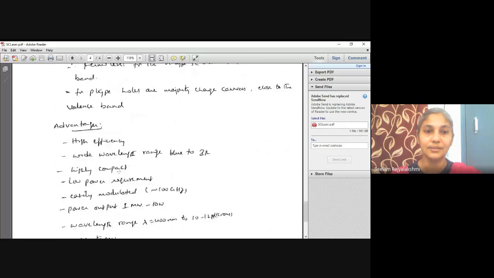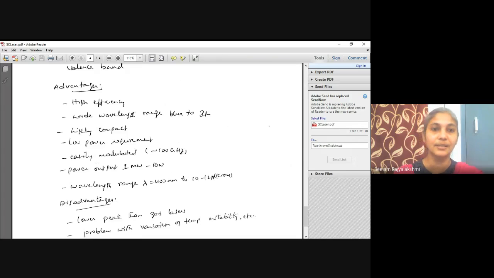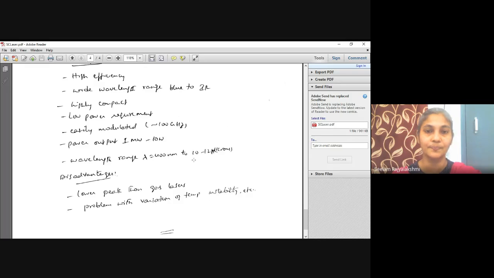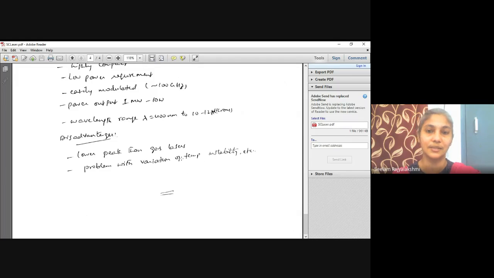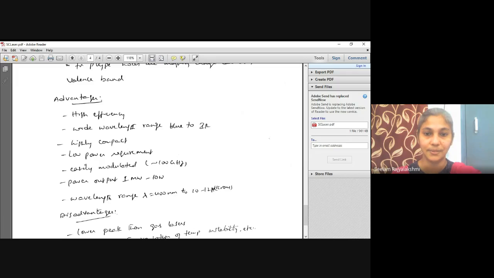So what are the advantages of semiconductor lasers? It has high efficiency, wide wavelength range covering the visible to infrared region, highly compact, low power requirement, easily modulated, power output 1 milliwatt to 10 watts, and wavelength range lambda equals 400 nanometers to 12 microns. So what are the disadvantages? Lower peak power than gas lasers. We will obtain a lower peak when compared with gas lasers. There is also the problem of variation with temperature, instability, etc. So this is about semiconductor lasers.